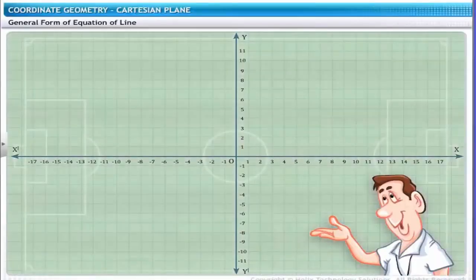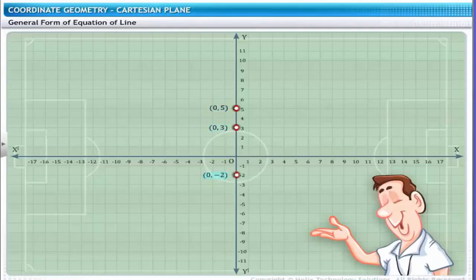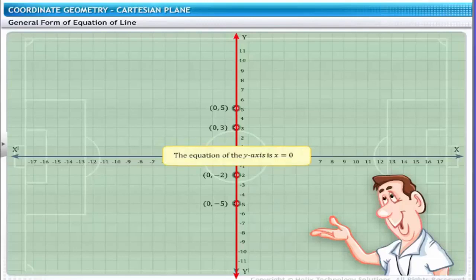Let us continue analyzing the positions of players on the football field with the coach. Assume that at some point of play, the positions of the players are at (0, 5), (0, 3), (0, -2), and (0, -5) on the field. If you join all these points, you get a line which coincides with the Y-axis. This is because all these points lie on the Y-axis where the value of the X coordinate equals 0. In other words, the equation of the Y-axis can be written as x equals 0.